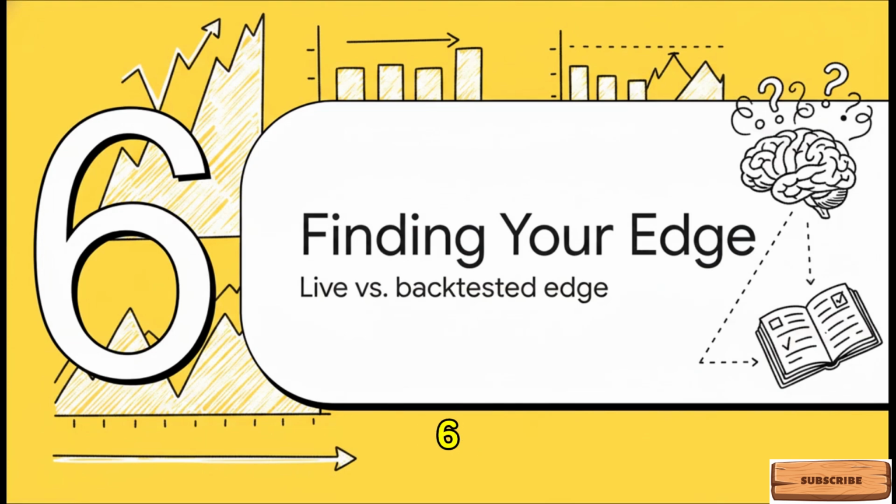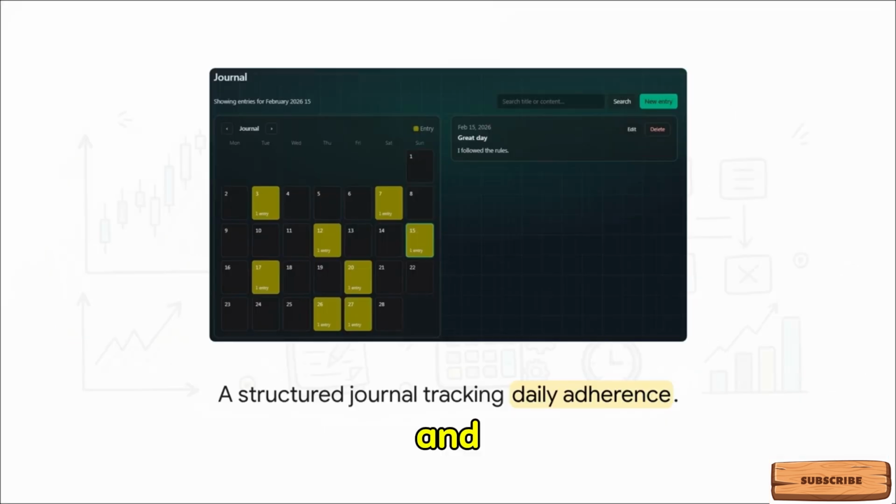Finally, number 6. Finding your edge. And this brilliantly illustrates our final point. Backtesting is a pretty sterile environment, right? Which is exactly why it absolutely must be paired with a deeply structured daily trading journal like TradeZella. By capturing your daily trade adherence in a calendar format, you can seamlessly compare your theoretical historical edge against your real-time live performance. Think about it. If your backtest says you have a 60% win rate, but your live journal shows 30%, you don't have a strategy problem, my friend. You have a psychological problem.